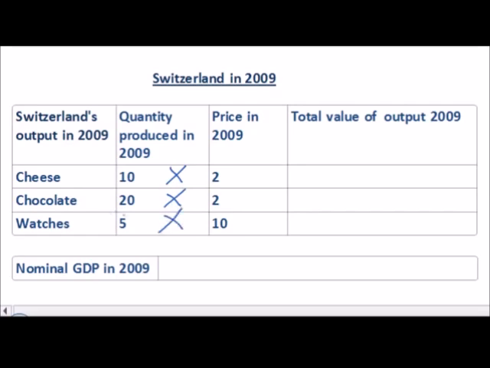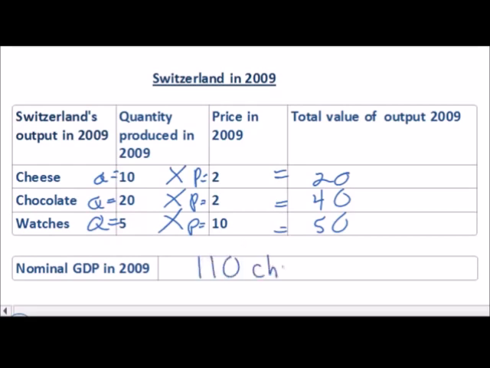If we multiply the quantities times the prices, we get Switzerland's nominal GDP in 2009. This gives us a nominal GDP of 20 plus 40 plus 50. The total nominal GDP was 110 francs in 2009. This gives us the market value of Switzerland's output in the year that the output was produced. But let's look at 2010 and see what happened to the nominal GDP of Switzerland.